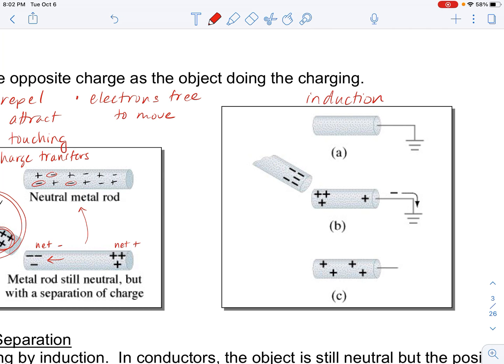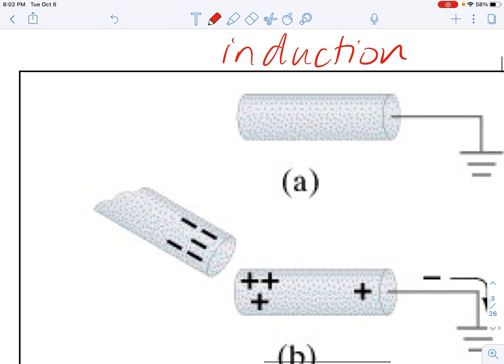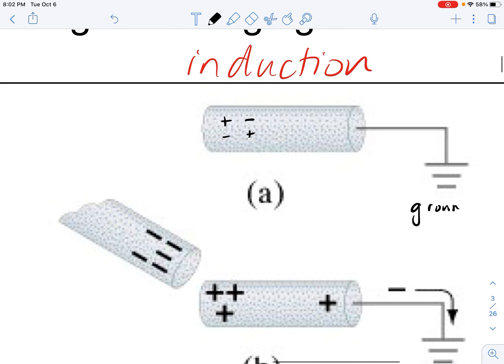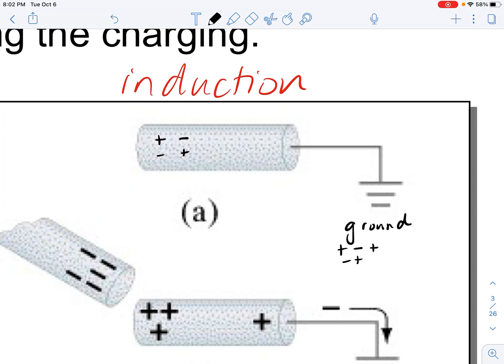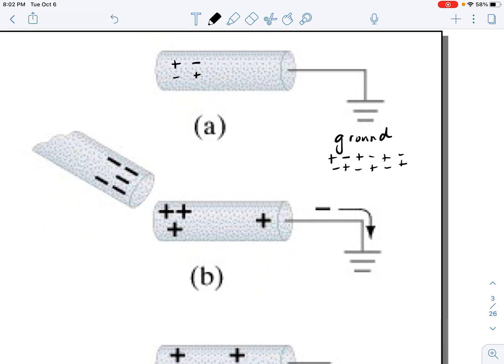In this example, we start again with a neutral metal rod. So this one is neutral. And this symbol means that it's connected to ground. And the ground is basically an infinite well of both positive and negative charges. But remember, only the negatives are free to move. The protons are trapped in the nucleus.